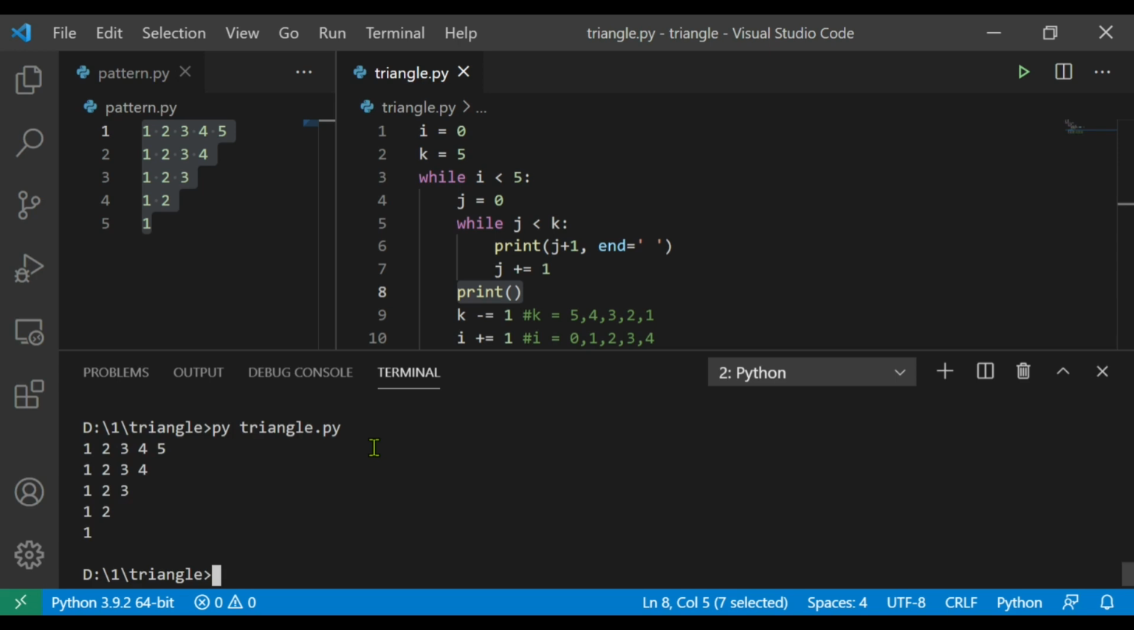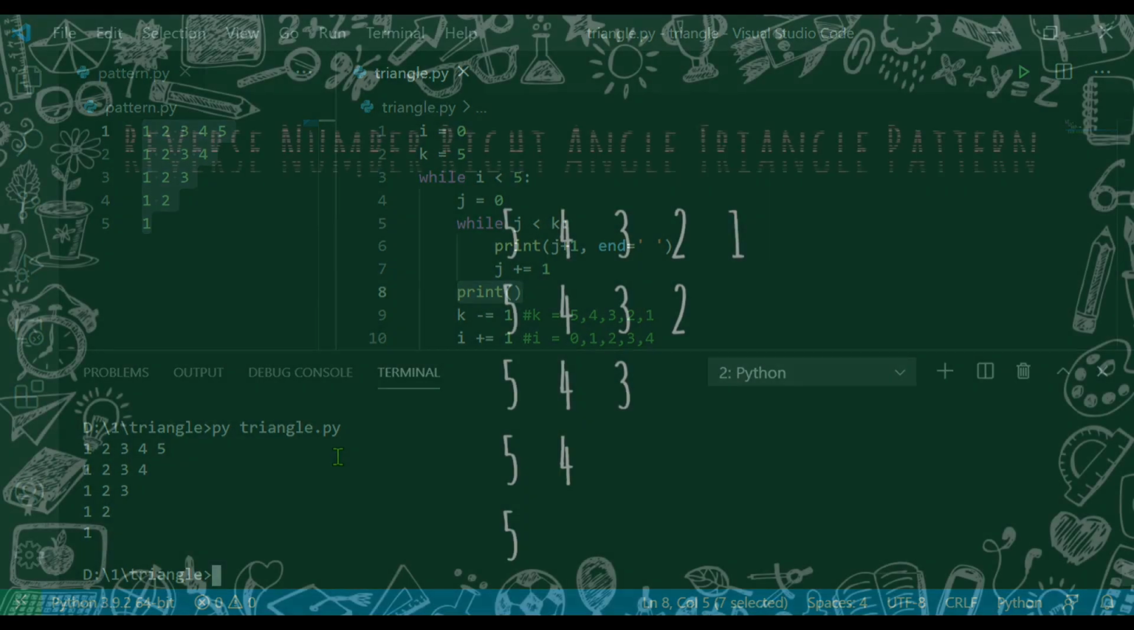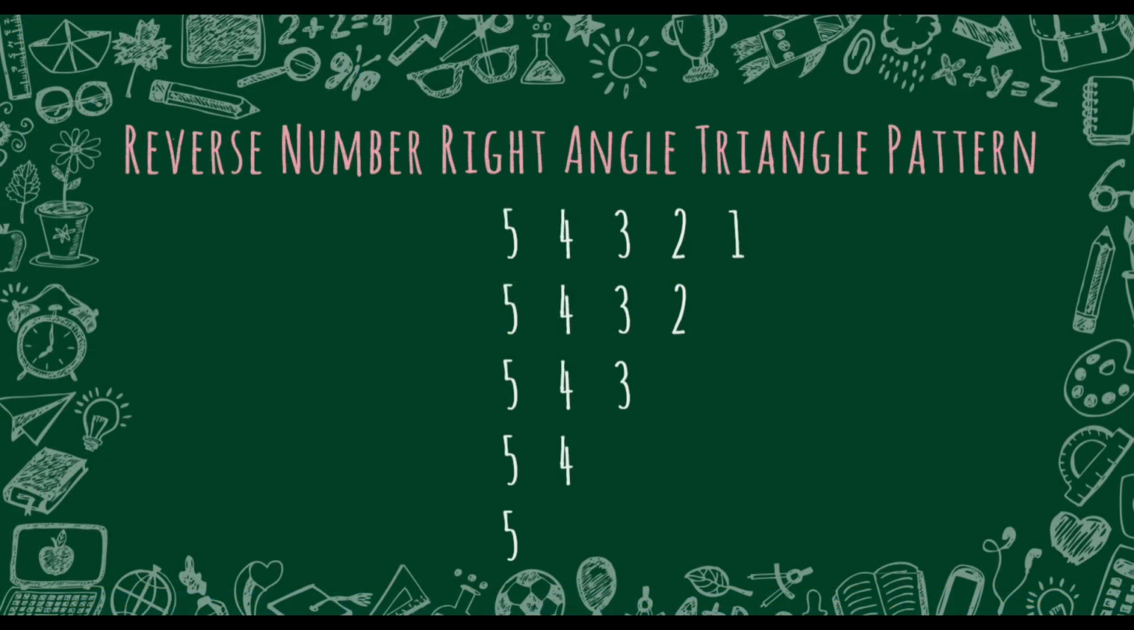We can see here we are able to print the required triangle pattern. In the next video tutorial, we will see another type of number right angle triangle pattern.